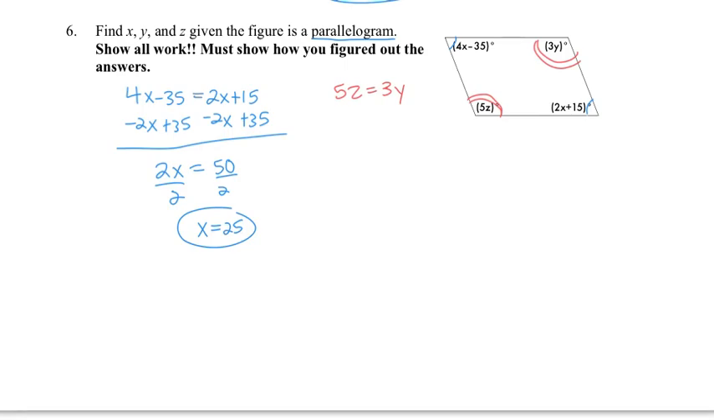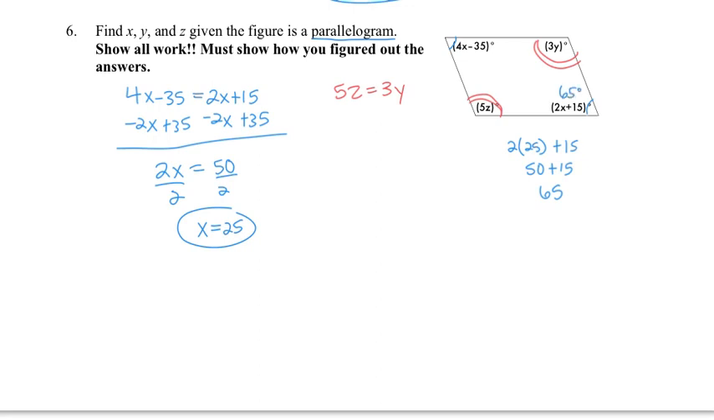So I'm just going to go ahead and plug it back into this one because I need that angle. You need one of these angles to help us finish the problem. So 2 times 25, which we just had, was 50, right? 50 plus 15, 65. So this is 65 degrees.